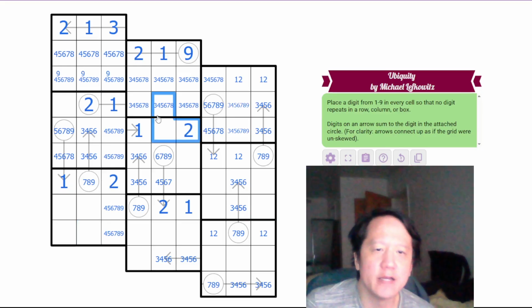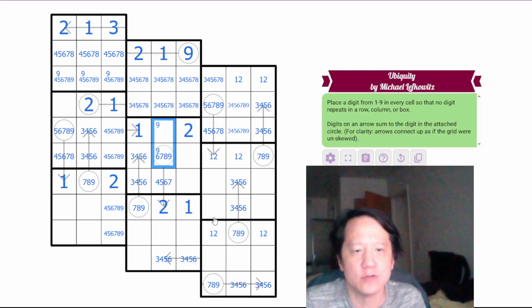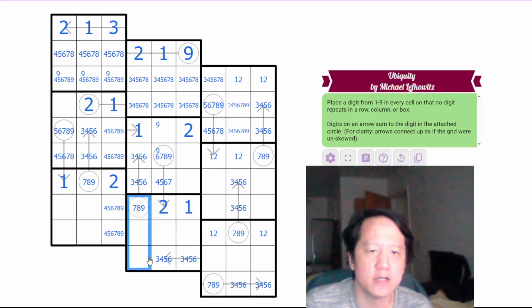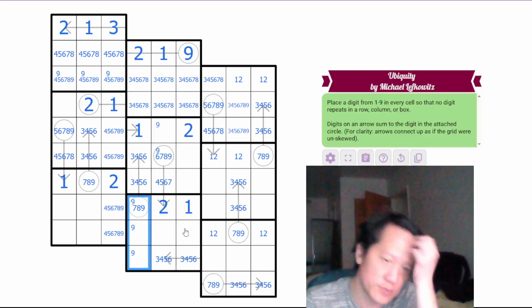Where is 9 in box 5, I guess? Can't be here, can't be here. It has to be one of these two. Which means where's 9 in column 4? It must be one of those 3.